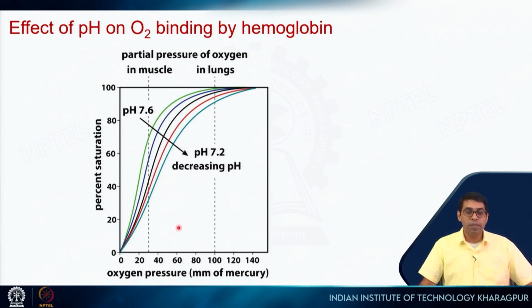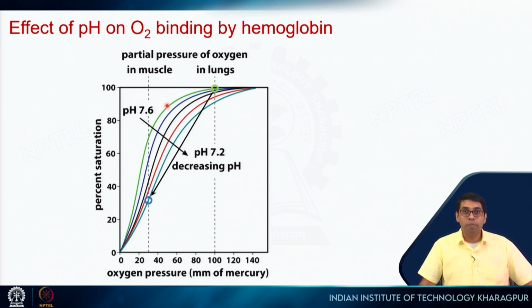This is the pH dependence of hemoglobin. This is the same plot, percent saturation, you can think of it as theta, against partial pressure of oxygen. In the lungs, this is the partial pressure, and in the tissues, this is the partial pressure. In the lungs, the pH is 7.6, so the curve will look something like this, the one on the extreme left. As pH decreases from lungs to tissues, the curve will shift. So it will be this right hand one in the muscle.